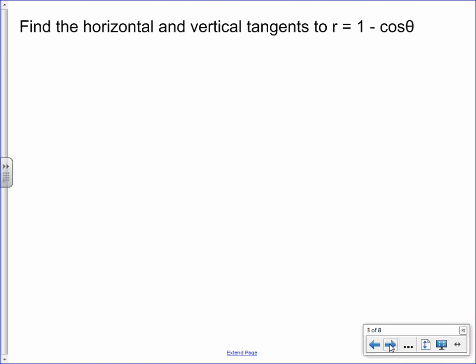Now I want to take r equals 1 minus cosine theta, and I want to find where this has horizontal and vertical tangents. Okay, first of all, what is this? It's going to be one of the hard ones. It's a cardioid. So we have 3 horizontal lines, 2 vertical.